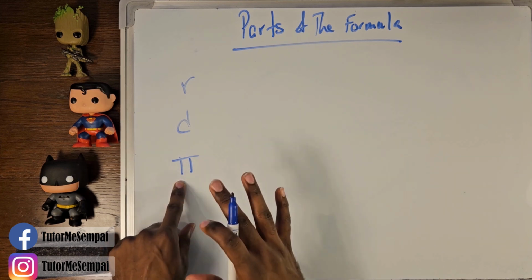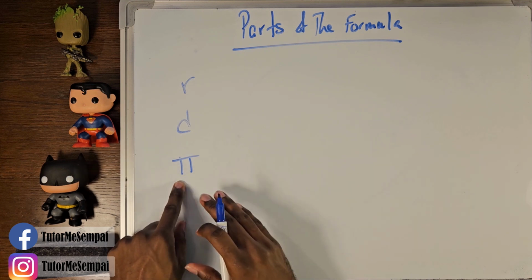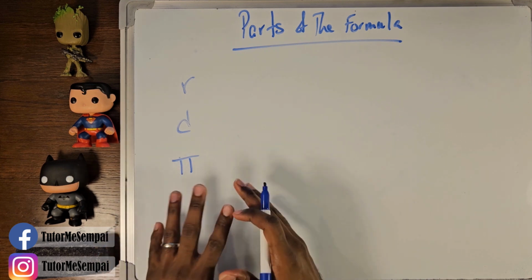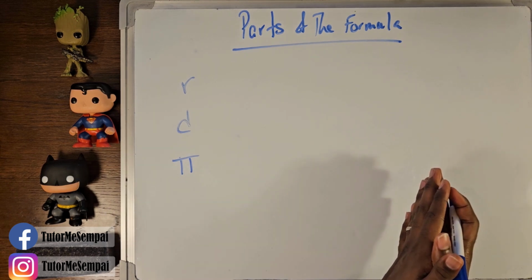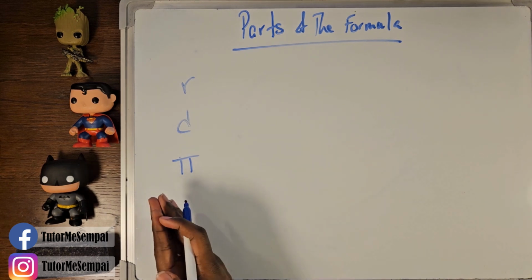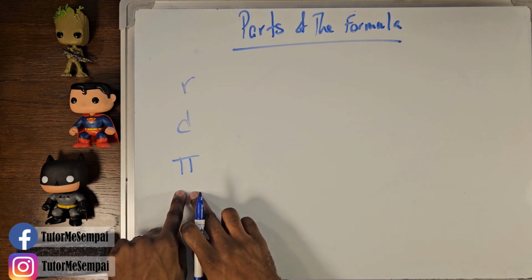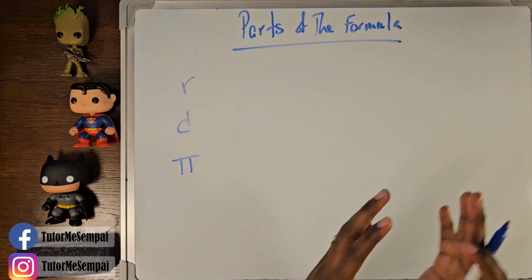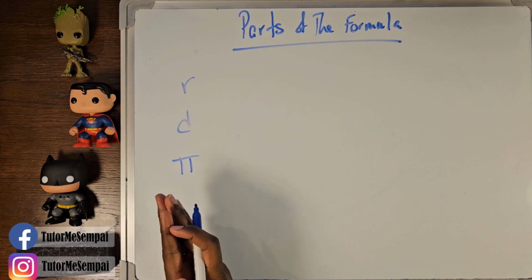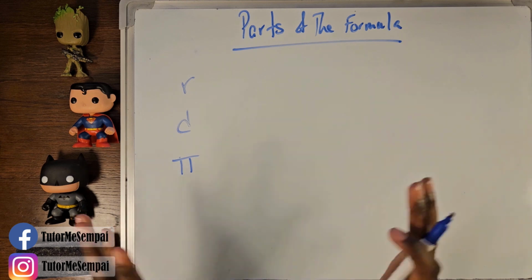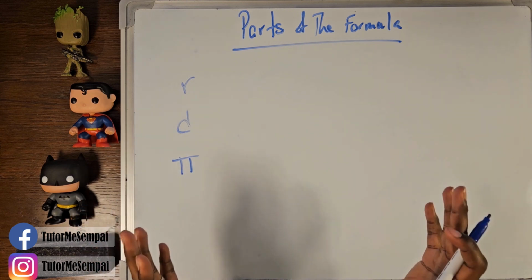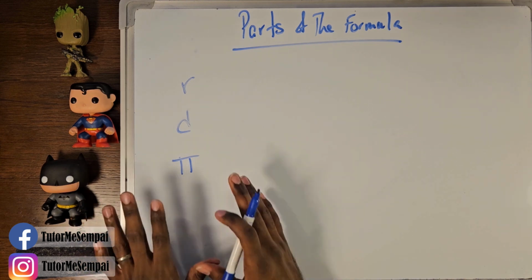I'm not going to go into it too much, but I will let you know that pi is simply the ratio between a circle's circumference and its diameter. We'll talk a little bit more about it later, but we're not going to get into everything you're ever going to need to know about pi. It's a very special number.